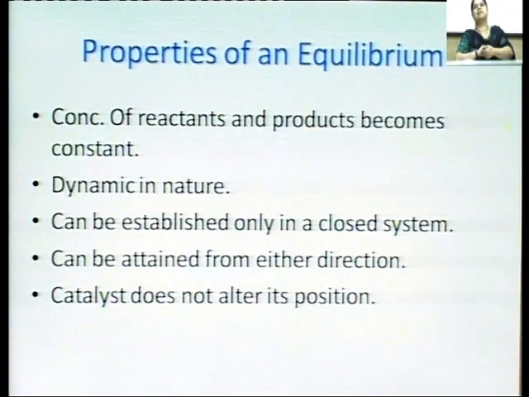Now, the second characteristic or property of an equilibrium is that equilibrium is dynamic in nature. What do we mean by dynamic in nature? It means, no doubt to us it appears to be static, there is no change in the concentration, no change in the temperature, no change in the pressure or other measurable properties, but still the reactions are taking place. The equilibrium is not static, it is dynamic in nature.